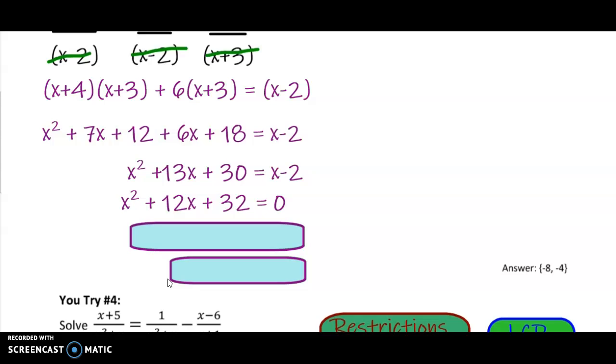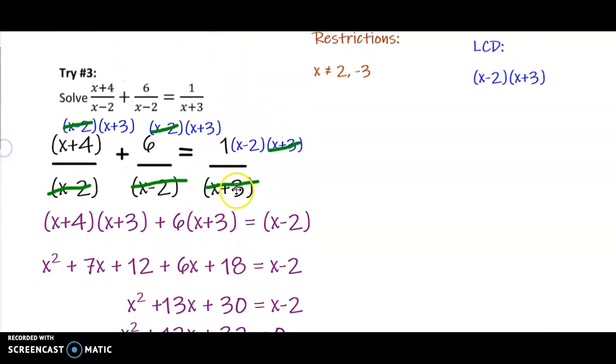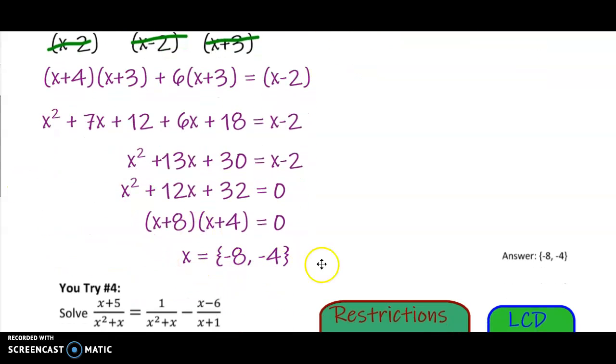I suggest factoring because it's much quicker if you're good at factoring. If I were to factor x squared plus 12x plus 32, I would get x plus 8 times x plus 4 equals 0. Set each factor equal to 0. And that gives you your solutions of x is negative 8 or negative 4. The only thing I need to check now is that neither of those are part of my restriction. So I go back up and look at my restrictions I stated earlier. They were 2 and negative 3. That is not one of the two answers I got, so my final solution is negative 8 and negative 4. It has two solutions.